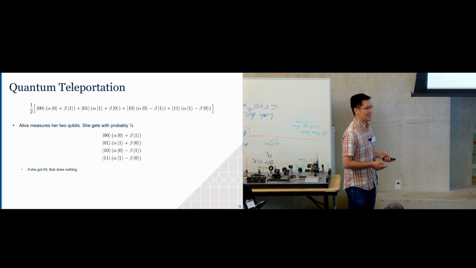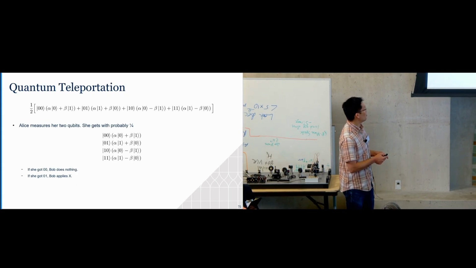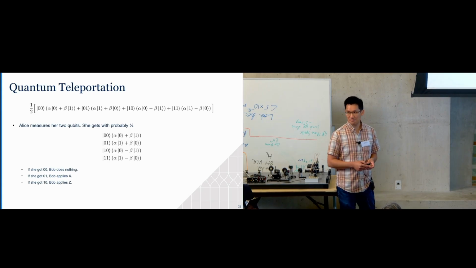Apply an X gate or NOT gate to flip it. So if she got 0, 1, Bob applies X, and that will flip this, and that will now be the state that she wanted to send. If Alice got 1, 0, Bob's qubit is almost right, except it has a minus sign here for the 1 state. So how can we flip them? With a Z gate, and that will fix it.